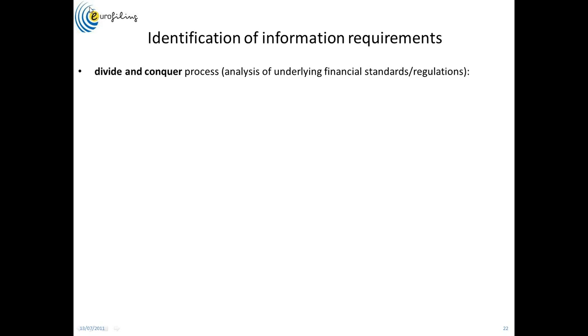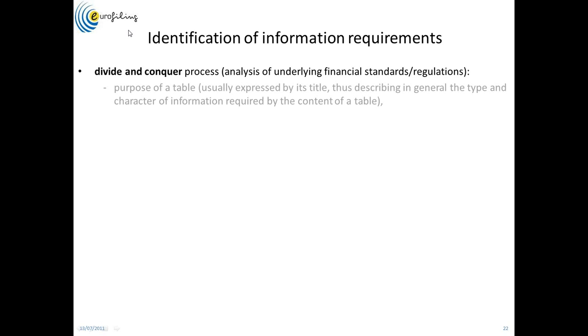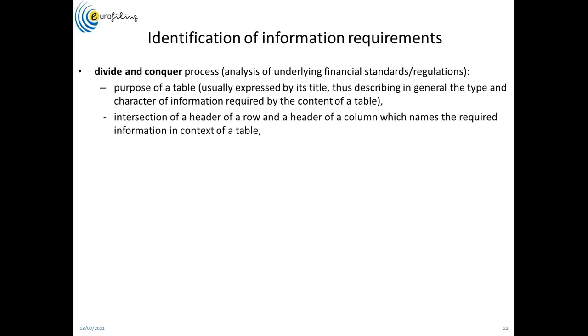So how does it go? How does this process look? First of all, we have to analyze the purpose of each table. This purpose is expressed in the title of a table. It says more or less what is the content of the particular table, what is the breakdown that is applicable, what is the purpose of it. Then we try to figure out the information from the intersection of the header of a row and the header of a column, because at the end this is what ends up as a data point.